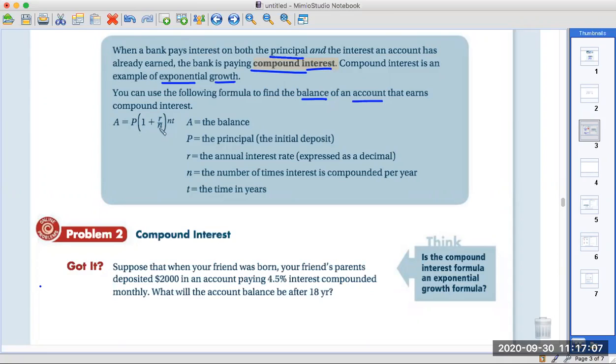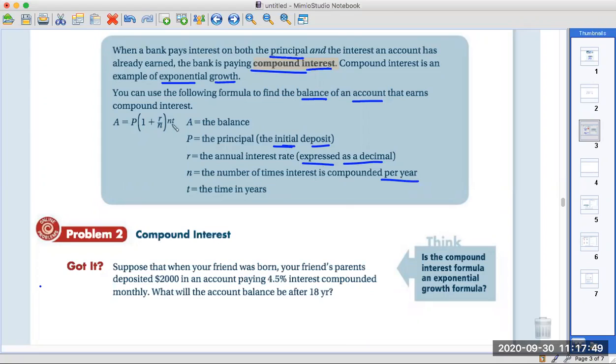Very complicated looking. Don't worry, all these pieces are explained. A is your balance. How much do you have in your account at any given time? P is principal, which is your initial deposit, that capital P. Then comes your growth rate. R is the interest rate, expressed as a decimal. And N is the number of times interest is compounded per year. So maybe every month, that makes it 12. Every 3 months, that makes it 4, because every 3 months you get 4 of those increments in a year.